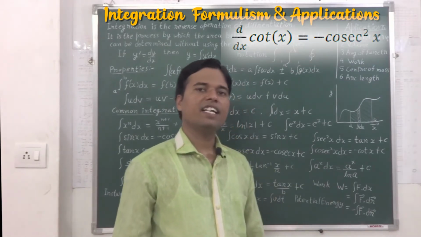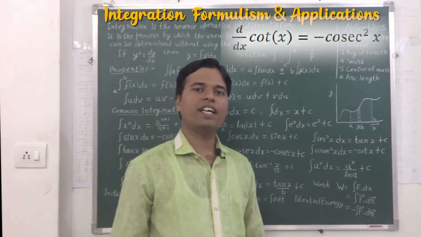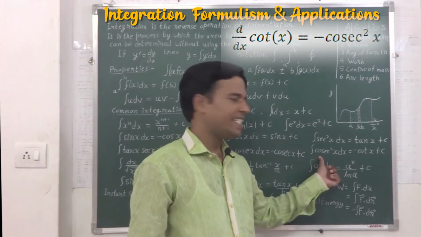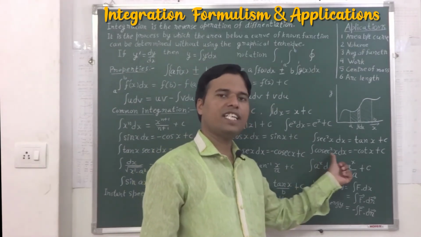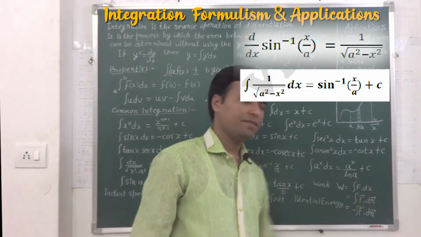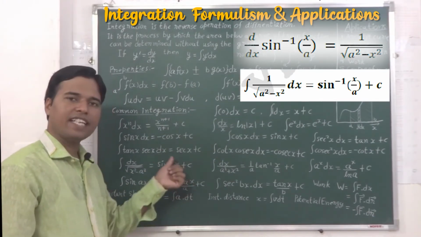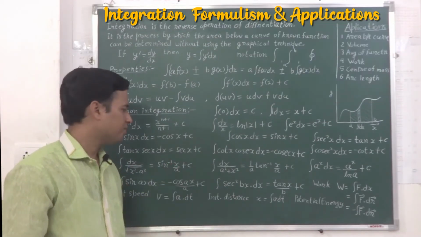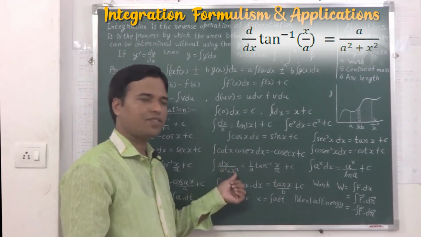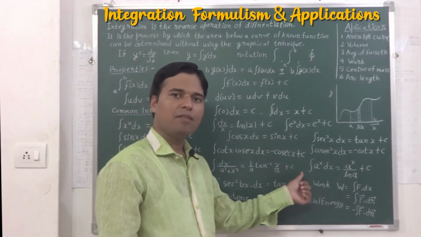If you get the derivative of cot x, you will get negative cosec square x. But in reverse process, if you get the integral of cosec square x with respect to x, you will get negative cot x plus c. As you have learnt about the derivative of sine inverse x in our previous video, if you get integral of dx upon a square plus x square, you would get 1 upon a tan inverse x upon a plus c.